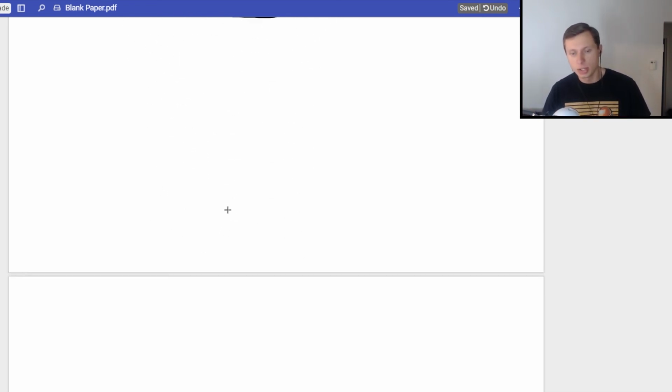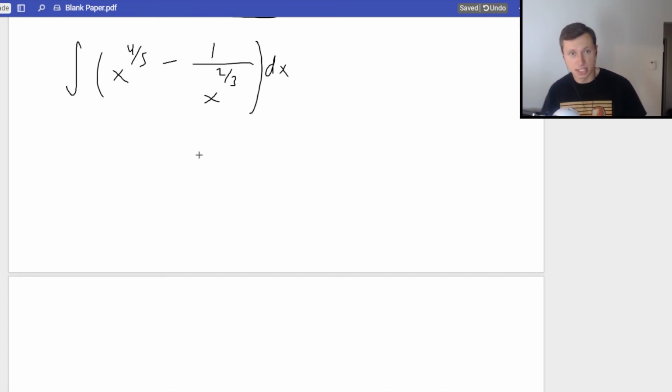The next one here is another one I'd like you to try on your own. It's not fun, I promise. Unless you like fractions, which I'm assuming is none of you. We have the integral of x to the 4/5 power minus 1 over x to the 2/3 power dx. Oh, need to put this in parentheses like this.